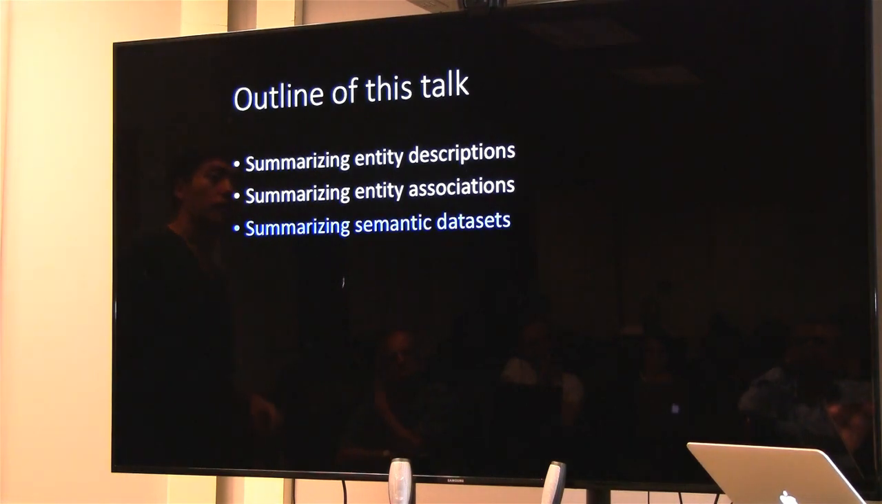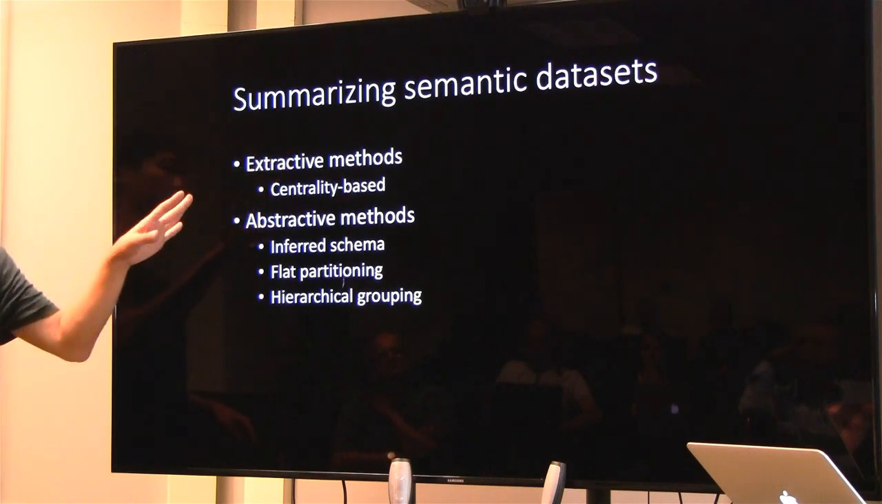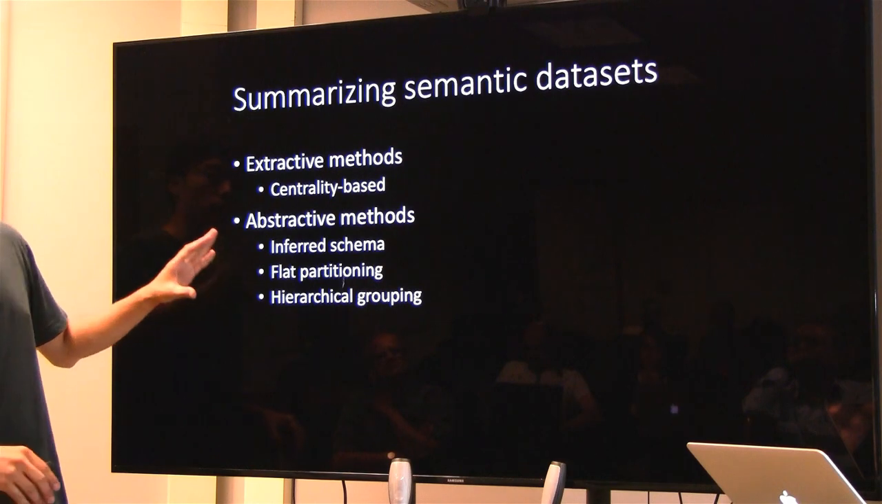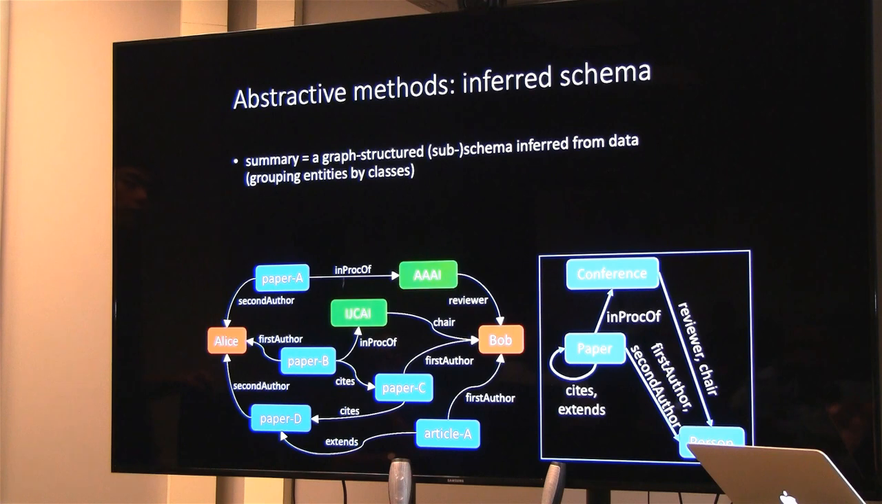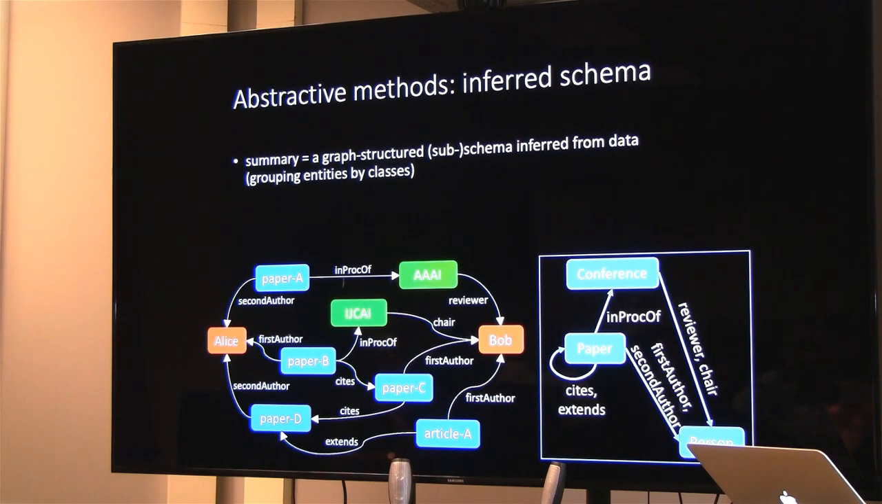Okay. Finally, I will briefly talk about how to summarize the data set. We have seen only a few extractive methods, so I will just skip that because that's not the mainstream in this field. The mainstream in this field is abstractive methods. The first method is called inferred schema, which is very, very popular. You can find dozens of papers using this approach. The idea is that we just show the schema of this data graph. We use a schema as a summary.